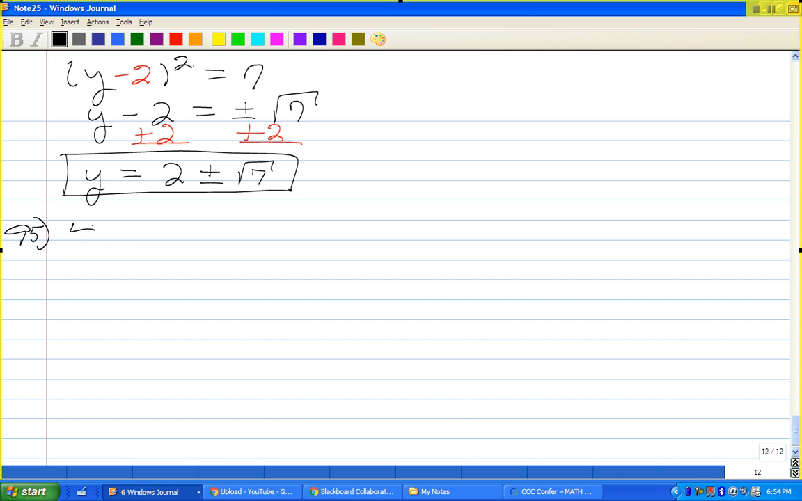Four k squared minus 8k minus 2 equals 0. I can at least divide by 2. That won't get rid of the constant in front of the k squared, but at least it'll make it slightly smaller.